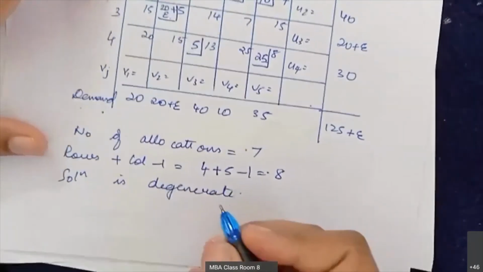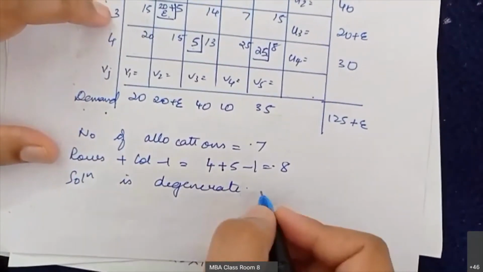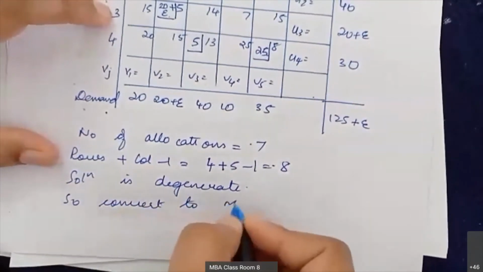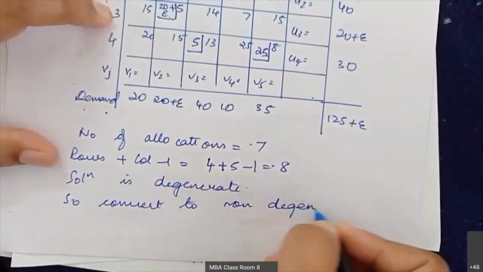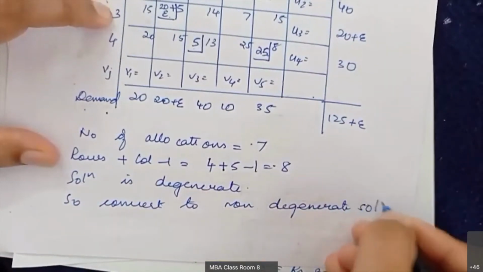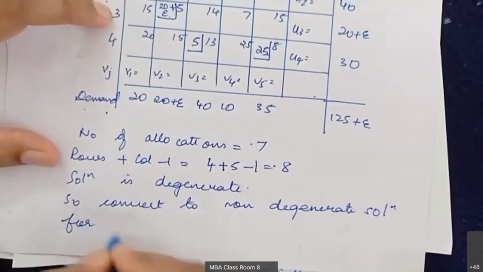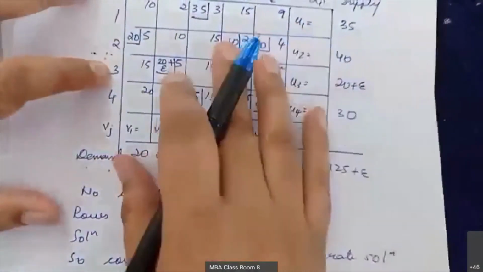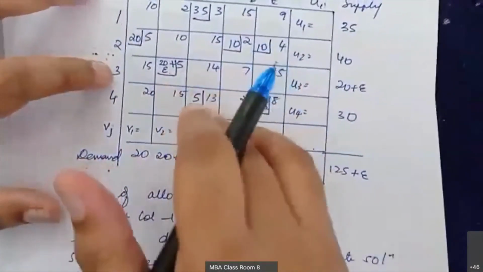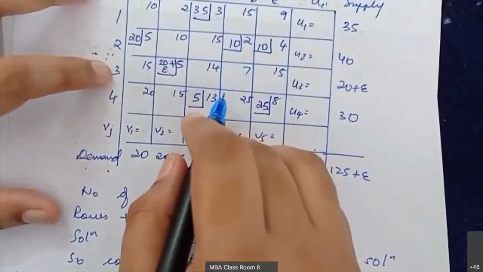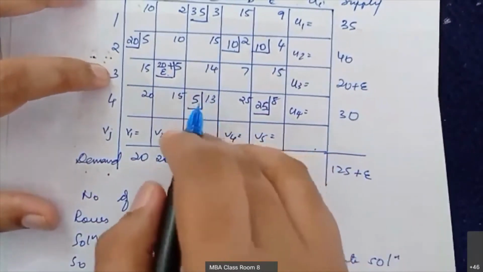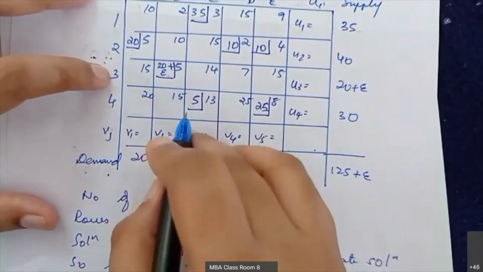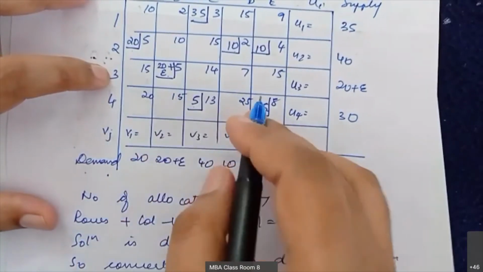Okay, the solution is degenerate. So what you have to do? You have to convert it to a non-degenerate solution. Why are we doing that? For checking the optimality. This is the solution that we got from the previous step. We need to check if this solution is optimal. How will you do that? By using the MODI method. Can you use the MODI method in this technique? No, because this is a degenerate problem. So we need to convert this degenerate problem into a non-degenerate problem.